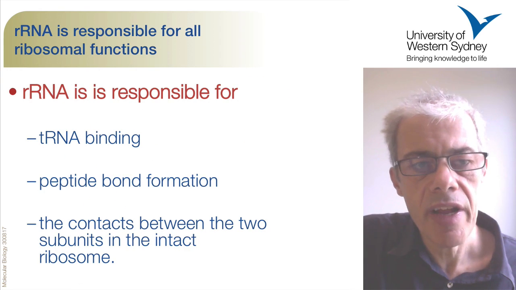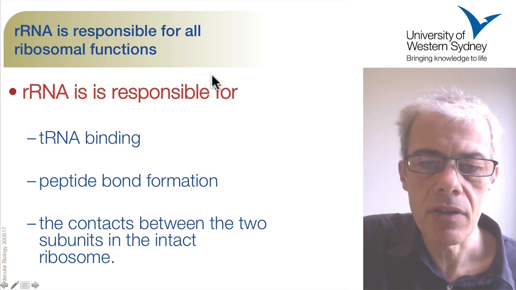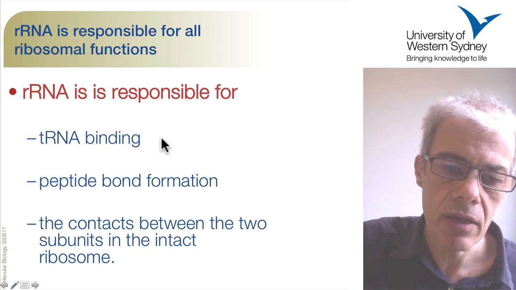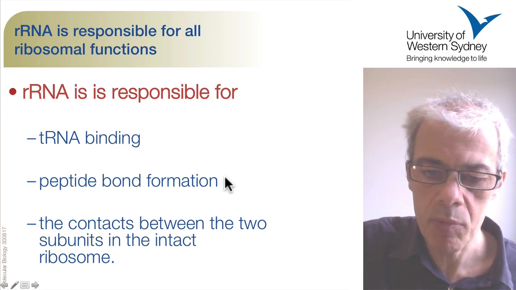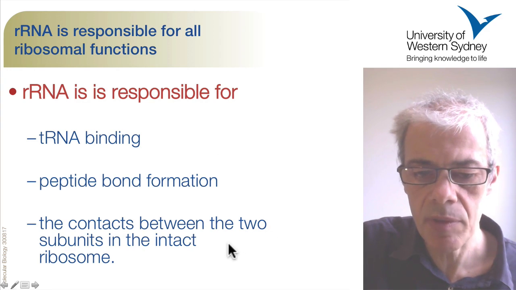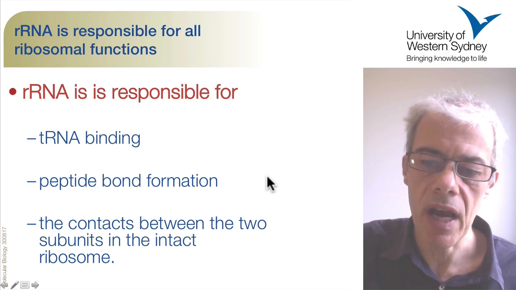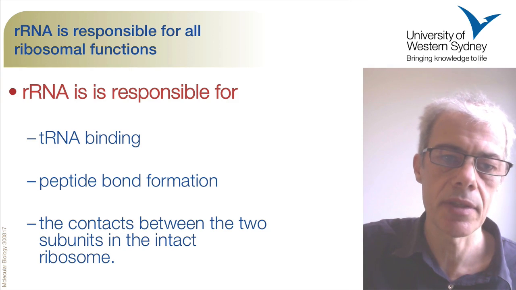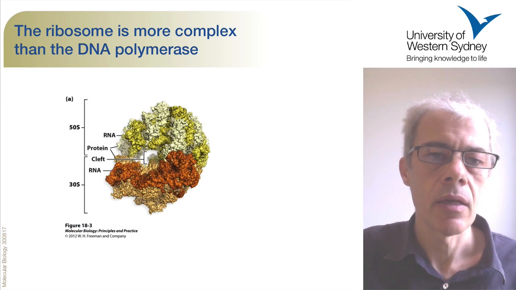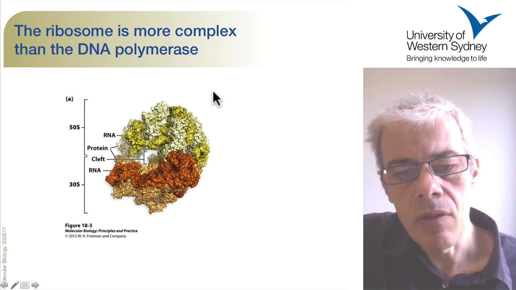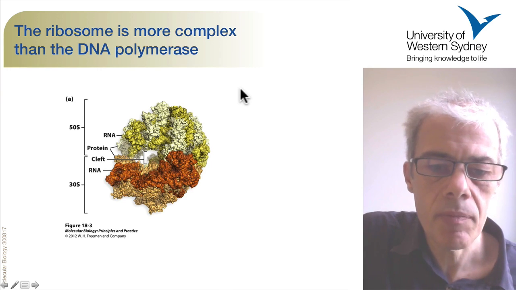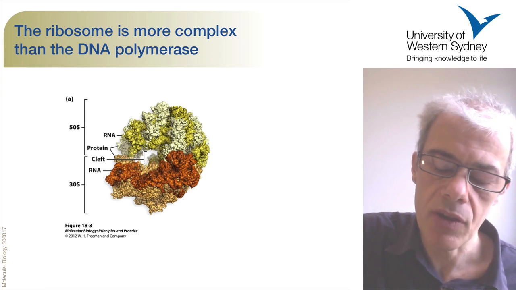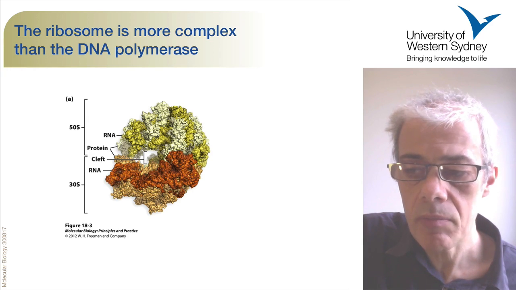So the rRNA is responsible for all of the major functions of the ribosome, and these include the transfer RNA binding to the ribosome, peptide bond formation, and the coming together of the two subunits is all determined by the RNA that's within the ribosome. It's not the protein that's driving these processes. So the ribosome is clearly a very large, complex structure. I showed you those cartoons of the RNA based on the base pairing ideas.